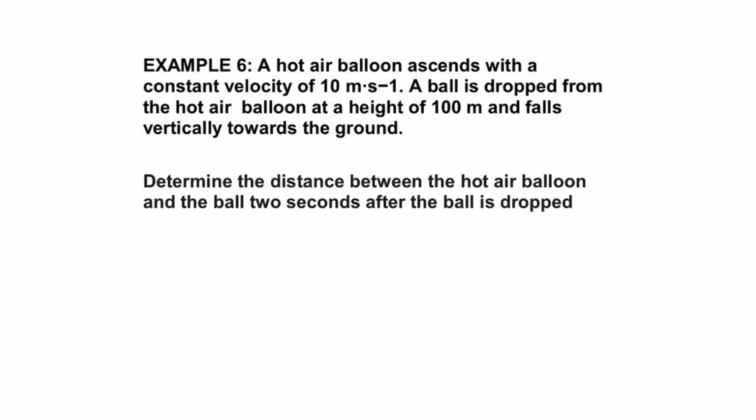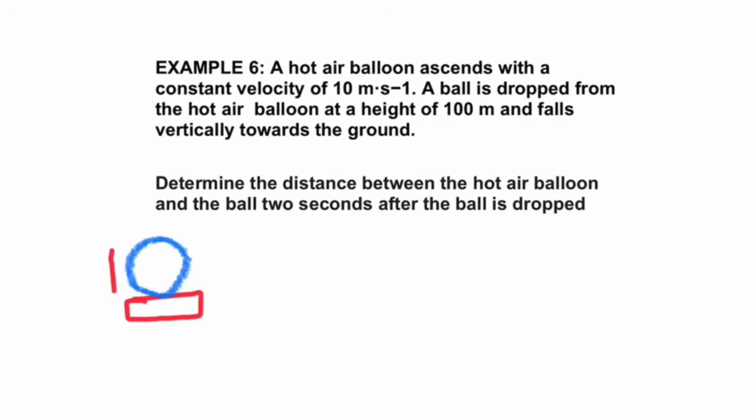Okay, let's conceptualize. Let's have a clear understanding of what is happening in our situation. Our hot air balloon is ascending, it is going upwards, and then a ball is dropped from the balloon. Okay, if the balloon is going up at a velocity of 10 meters per second, then when you drop a ball, it is going to have an initial velocity of 10 meters per second upwards, because if it is dropped, its initial velocity will be that of the reference. So we expect the ball to go up, reach maximum height, and start going down. This is what we expect to see.